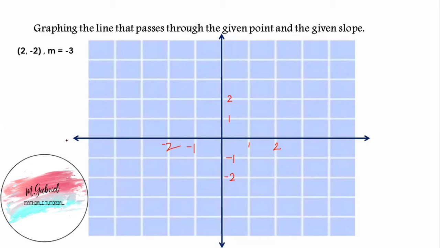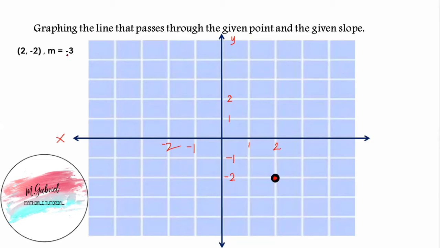Okay, so first is, lagi tayo mauna sa x-axis, mag-plot. Okay, so sa x muna tayo, 2, positive. So this is 2. Next is negative 2. Okay, papunta tayo sa baba kasi negative. So it means to say, nandito yung isang point.